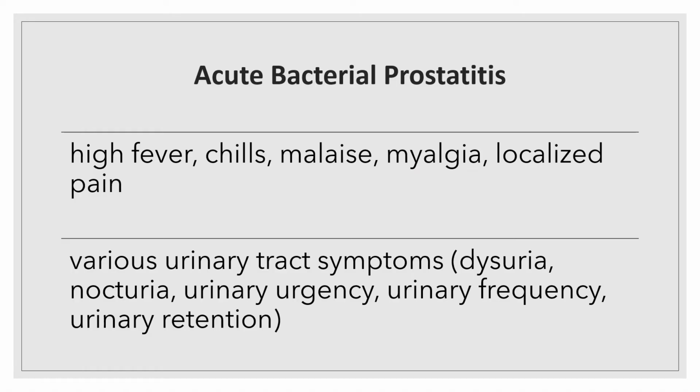Acute bacterial prostatitis means local bacterial infection in the prostate. Clinical manifestations include high fever, chills, malaise, myalgia, localized pain, and various urinary tract symptoms such as dysuria, nocturia, urinary urgency, urinary frequency, and urinary retention.